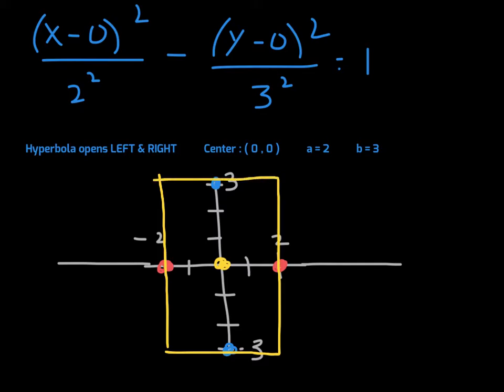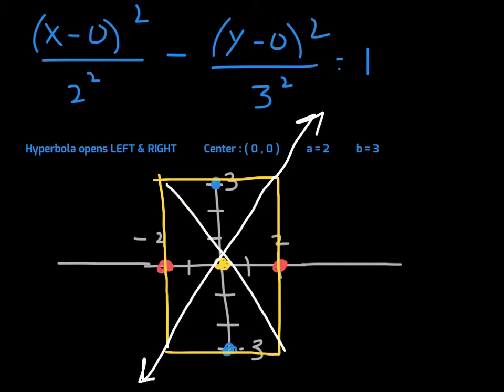And then what I want you to do is extend the diagonals of your rectangle. So this is the diagonal of your rectangle. That's a diagonal. I want you to extend it like that. Here's the other diagonal of the rectangle. Extend it like that. Okay? And what your hyperbola is going to do, each of these branches, you already found the vertices. They're going to get infinitely close to these asymptotes, like that.